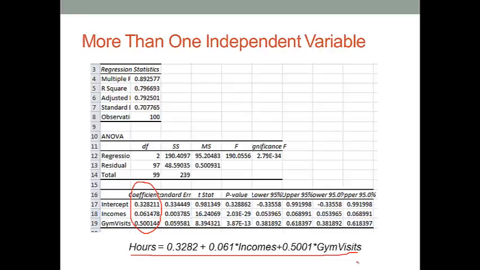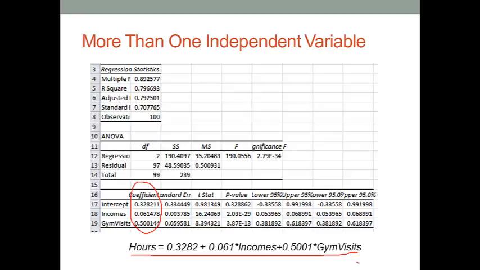Suppose we don't know how long a new customer will use the mobile app. We ask the values for incomes and gym visits. Based on this equation, we can predict how long the new customer will use the mobile app, right? By the way, you can see the more incomes the customer has, the more hours she will use the mobile app, right? The more gym visits predict more usage hours, right?